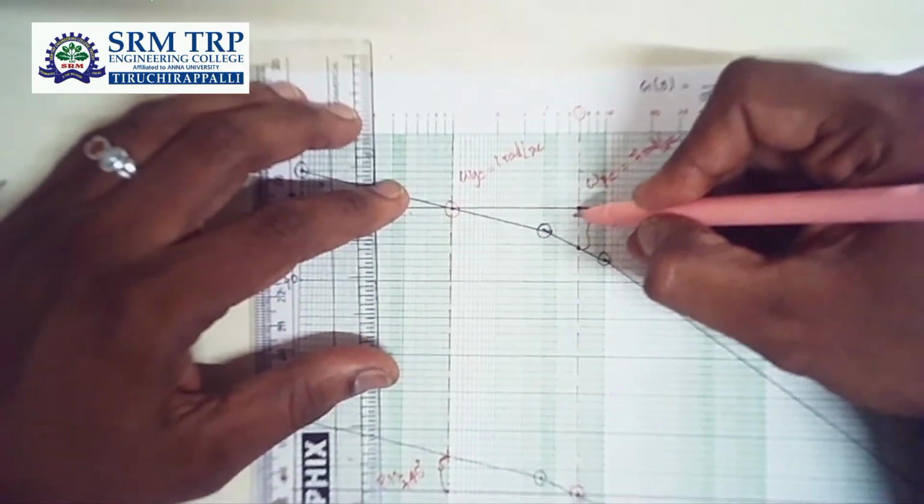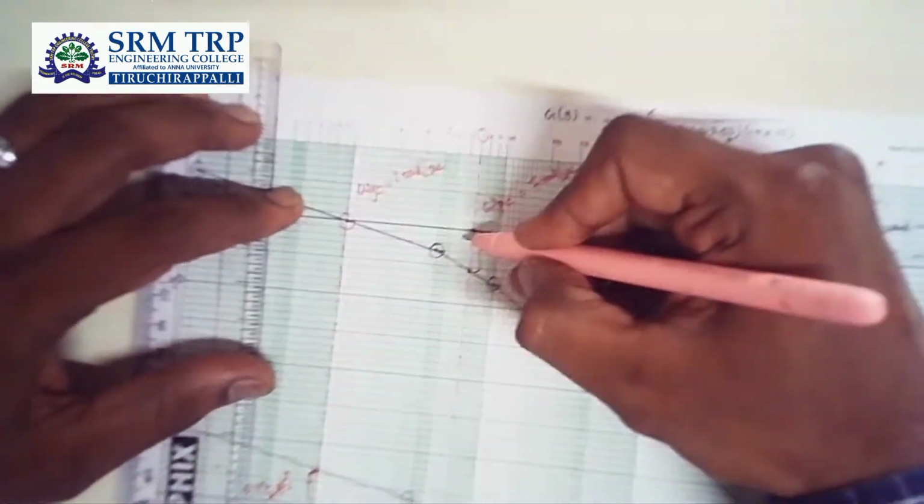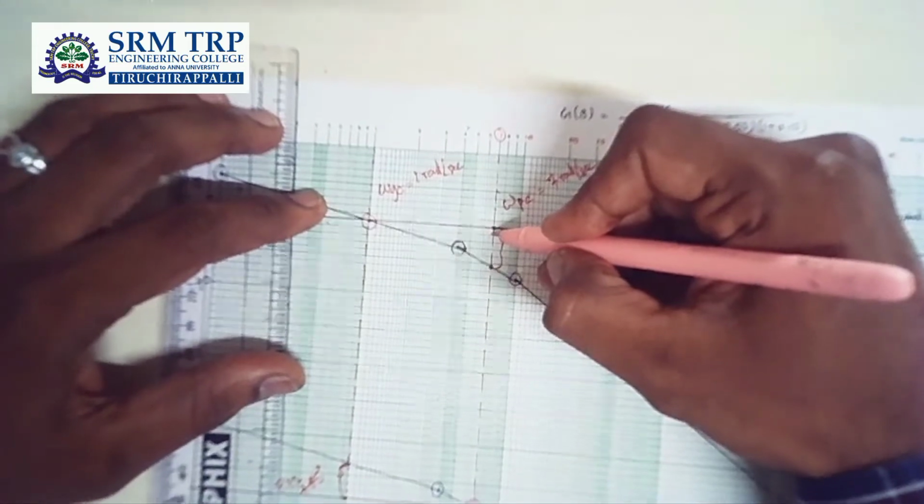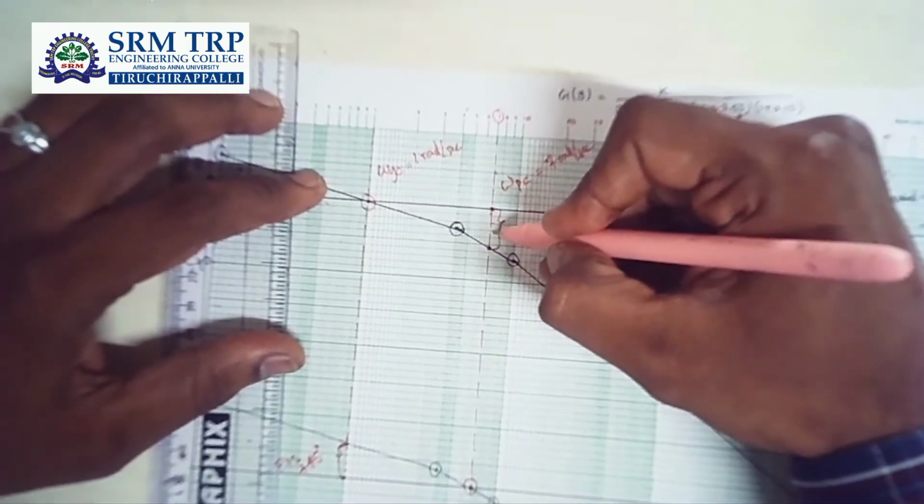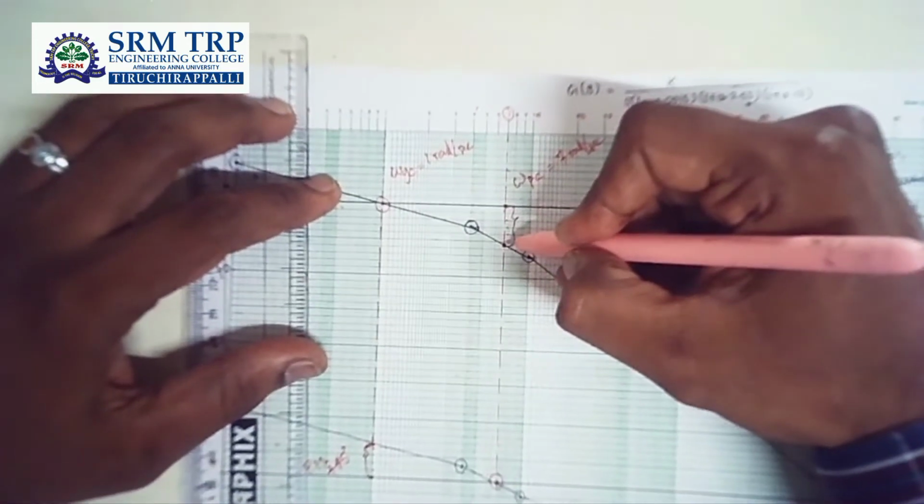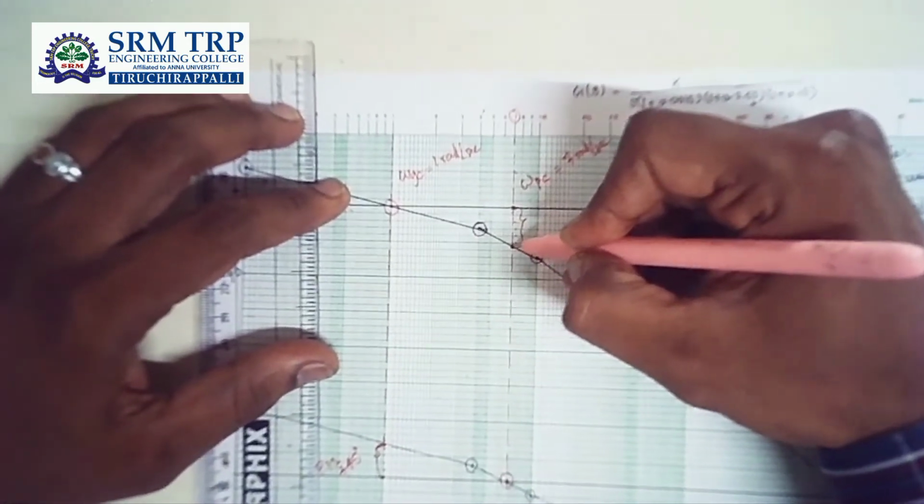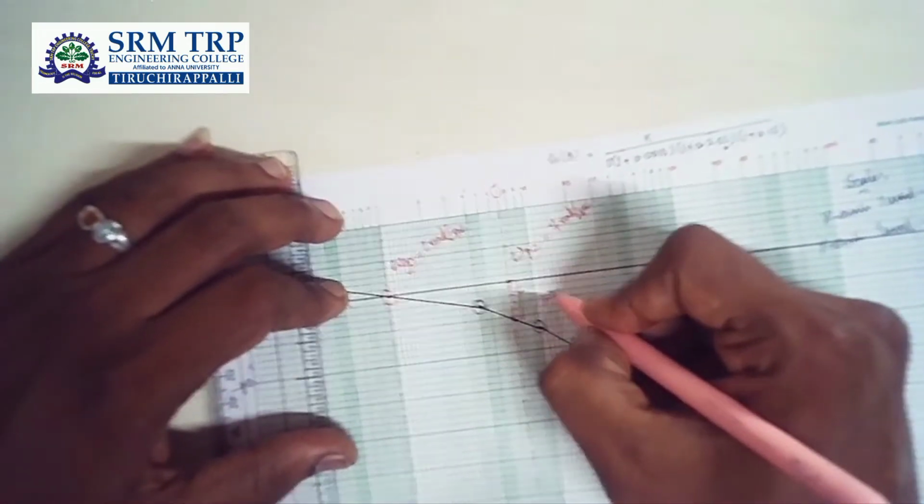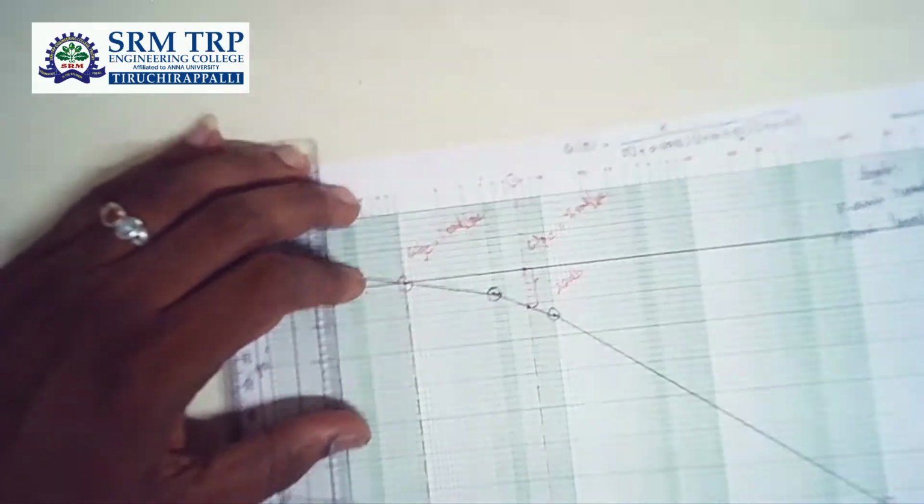From here, one line I have taken as 4 dB. So 4, 8, 12, 16, then 20, and it is between 20 and 24. So I'll take it as 22. So 22 decibels is the gain margin.